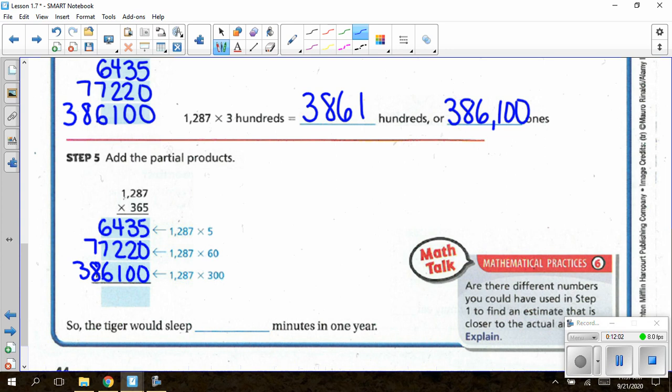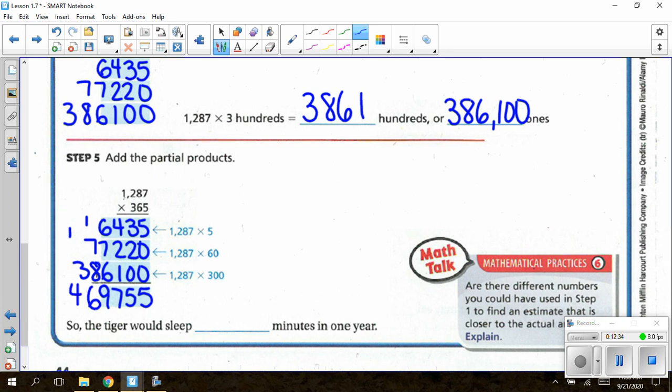So now when I go to add, I have 5 plus 0, which is 5. 3 plus 2 plus 0, which is 5. 4 plus 2 is 6, plus 1 is 7. 6 plus 7 is 13, and then 13 plus 6 is 19. 8 plus 7 is 15, plus 1 is 16. And then 3 plus 1 is 4.